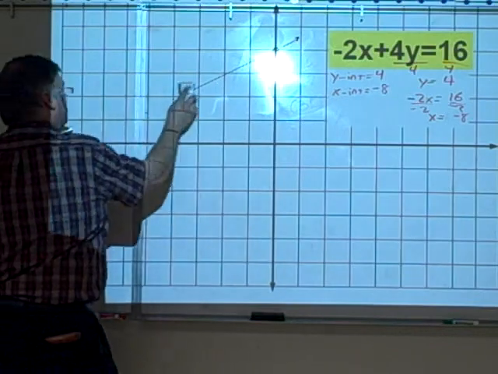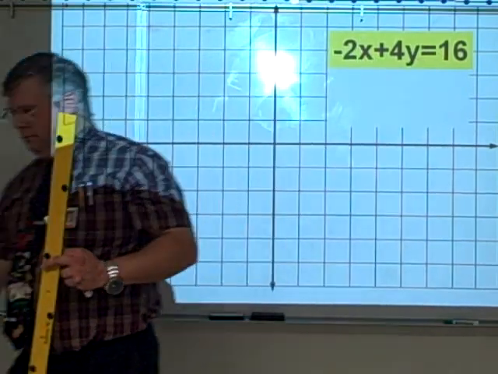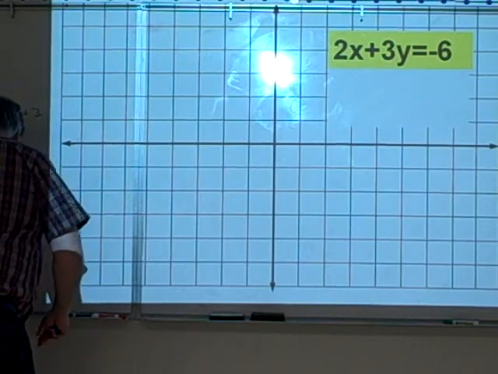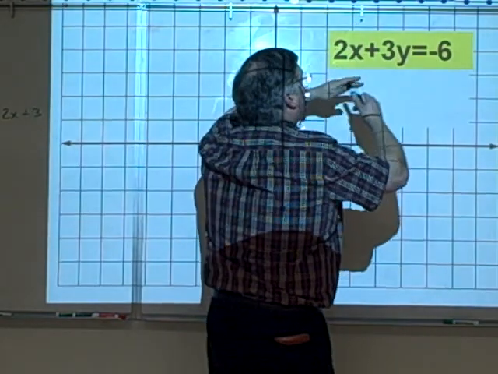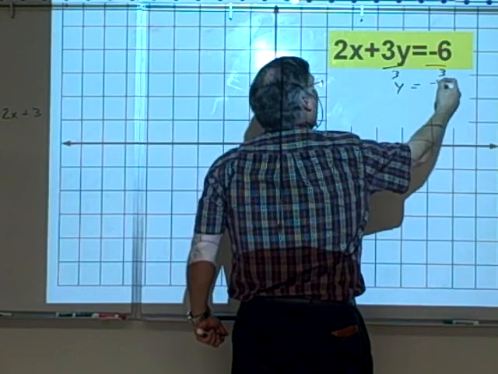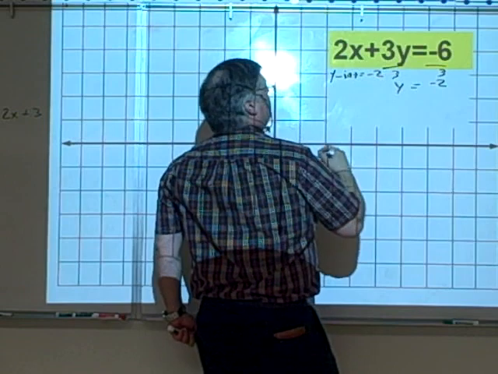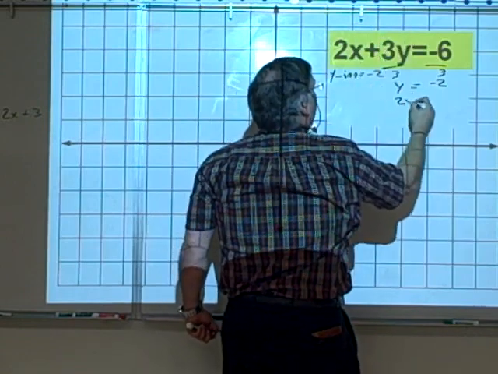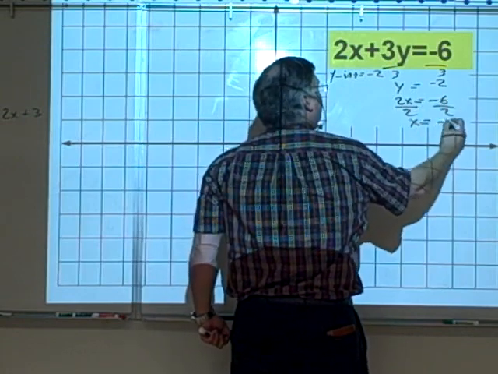Let's try another one. Here we have 2x plus 3y. Again, first we cover up the x term. We solve for y. We do that by dividing both sides by 3. We get y equals -2, so that's your y-intercept. The y-intercept equals -2. Then we're going to cover up the y, we get 2x equals -6. Divide both sides by 2, and you get x is equal to -3.